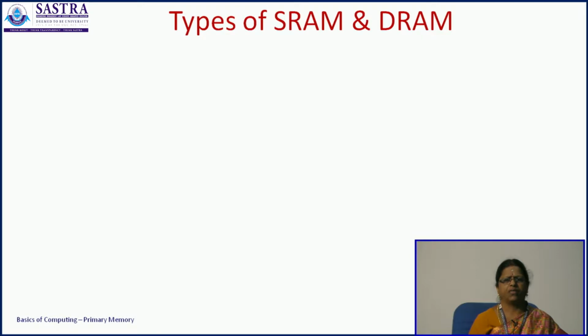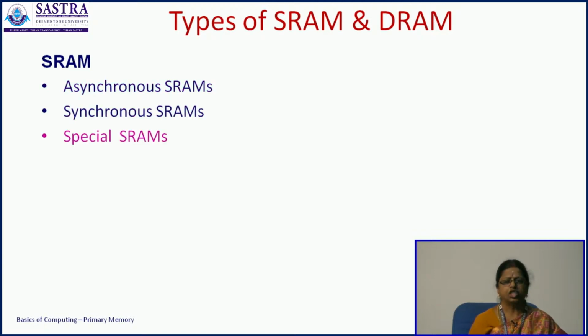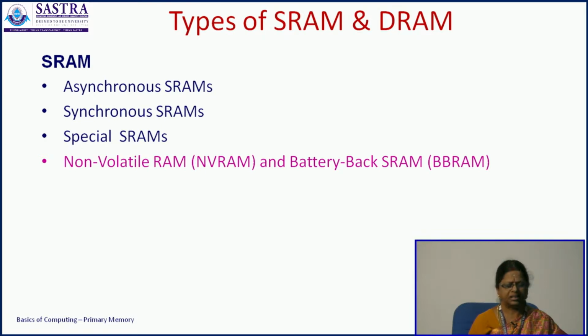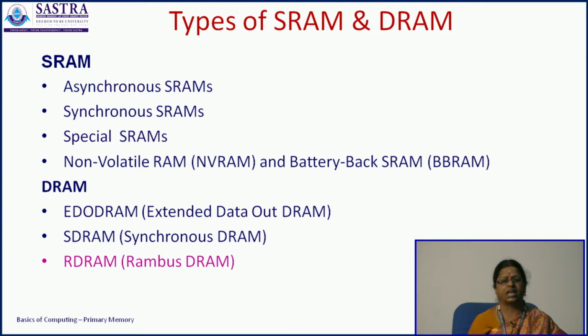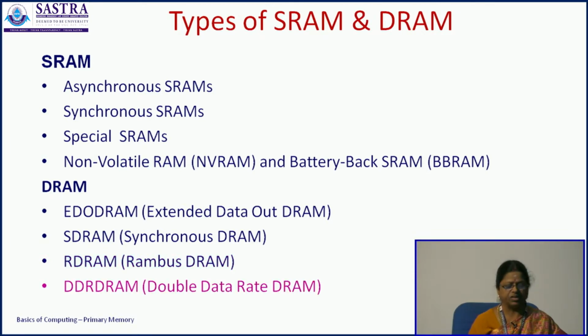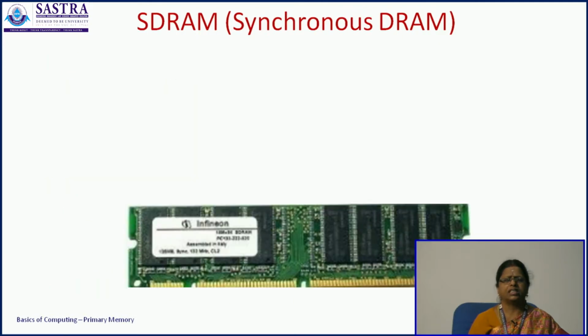What are the different types of SRAM and DRAM available? SRAM is divided into asynchronous SRAMs, synchronous SRAMs, special SRAMs, non-volatile SRAM, which is NVRAM, and battery backed SRAM, which is BBRAM. We have also got different types of DRAM, such as EDO DRAM, which is extended data out DRAM, SDRAM, which is synchronous DRAM, RDRAM, which is Rambus DRAM, and DDR DRAM, which is double data rate DRAM. Let us see few examples of these types of SRAM and DRAM.